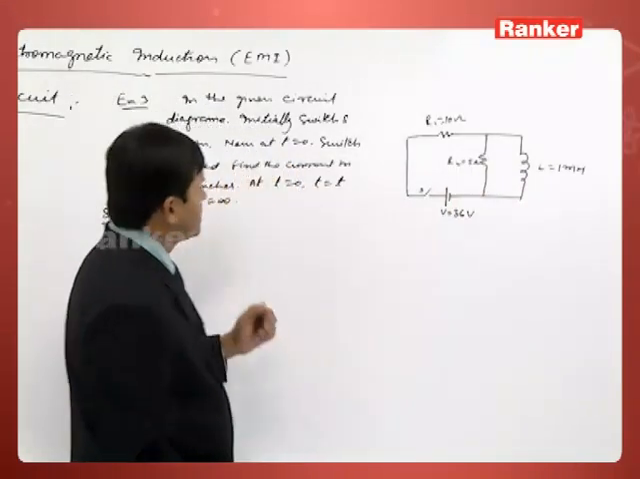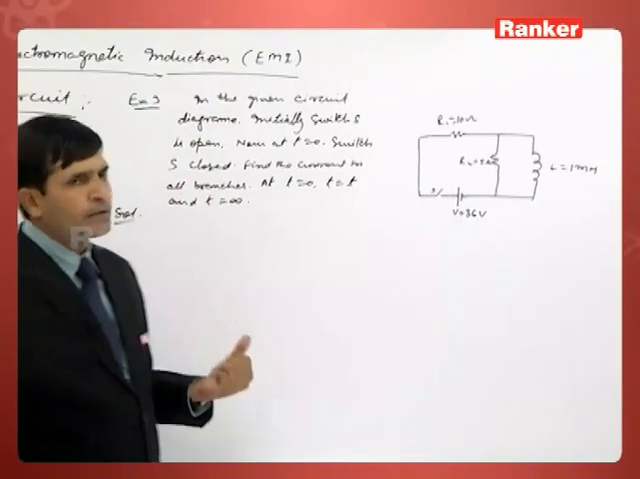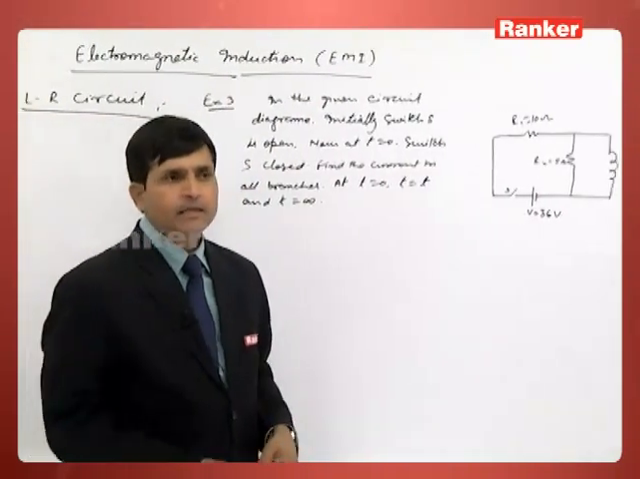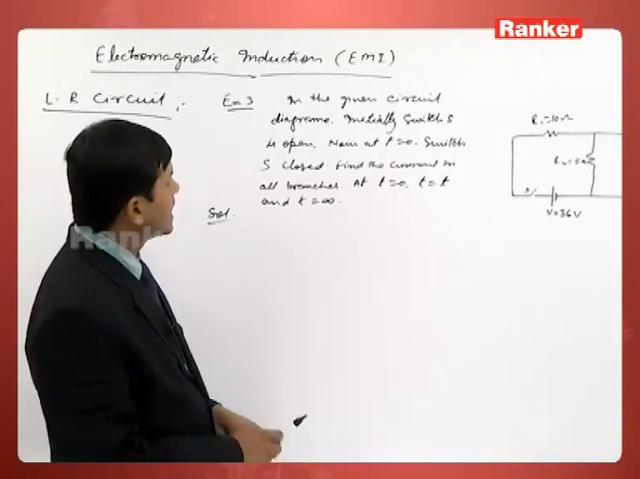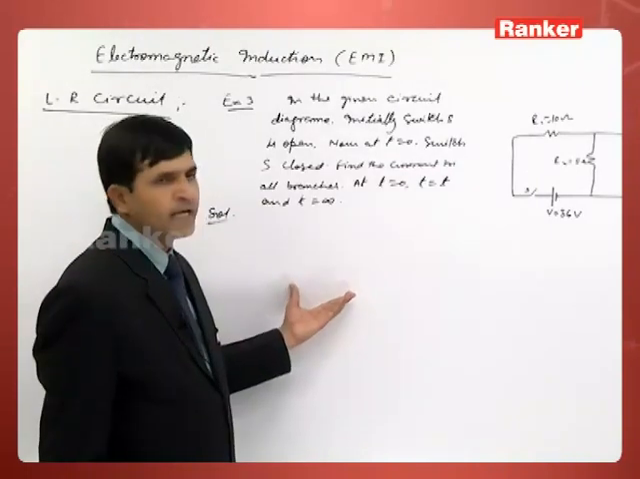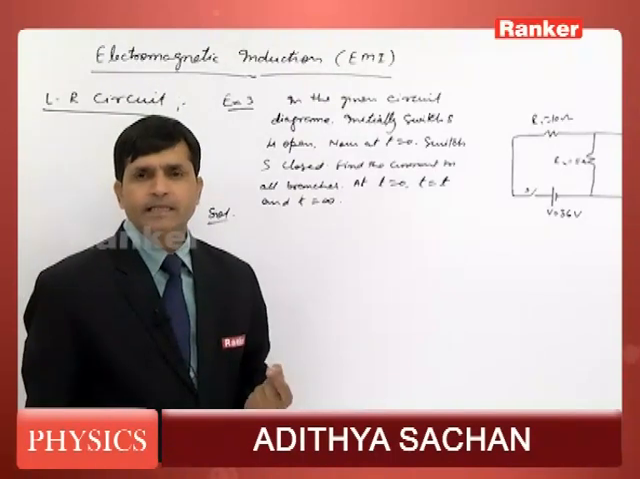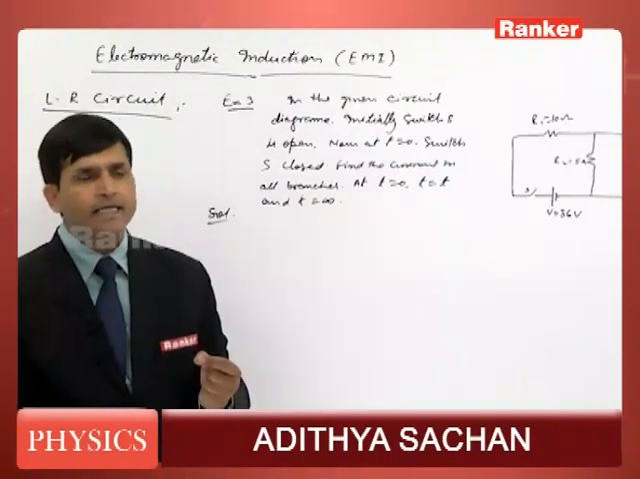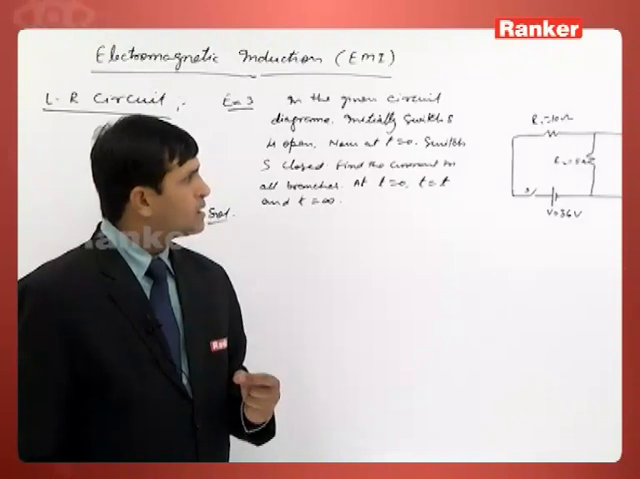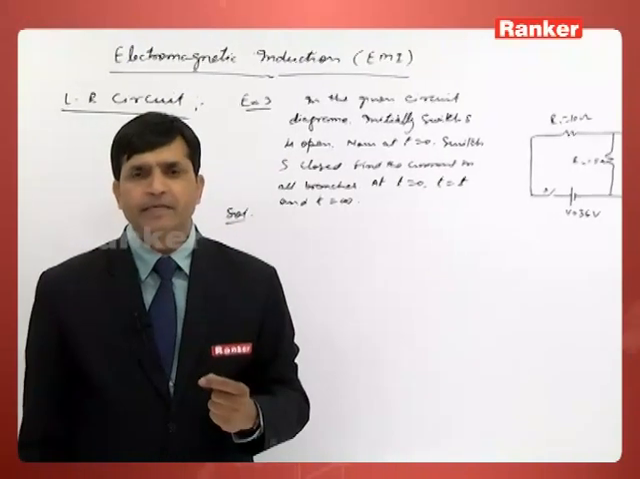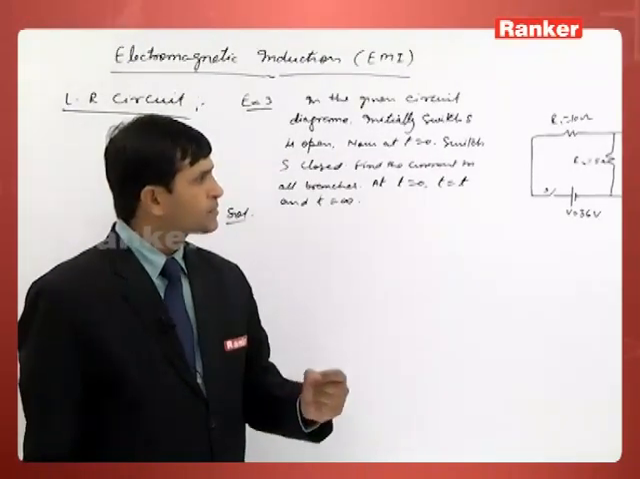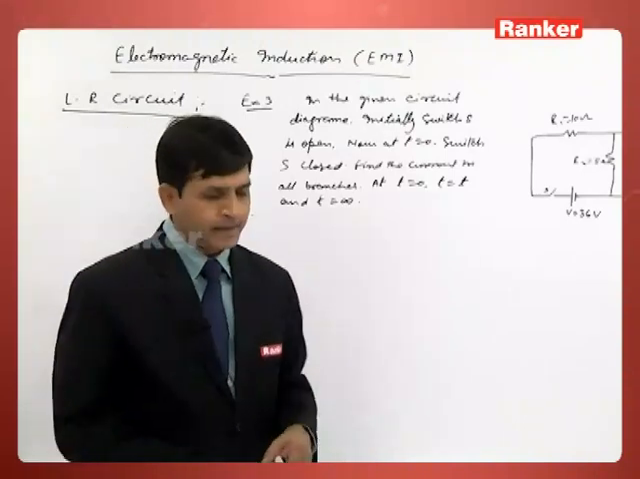So see, just recall our previous RL circuit theory. In that theory we have derived, or we have proved that when there was no initial current, at t is equal to 0, inductor acts as an open circuit, and at t is equal to infinity, inductor acts as a simple wire.